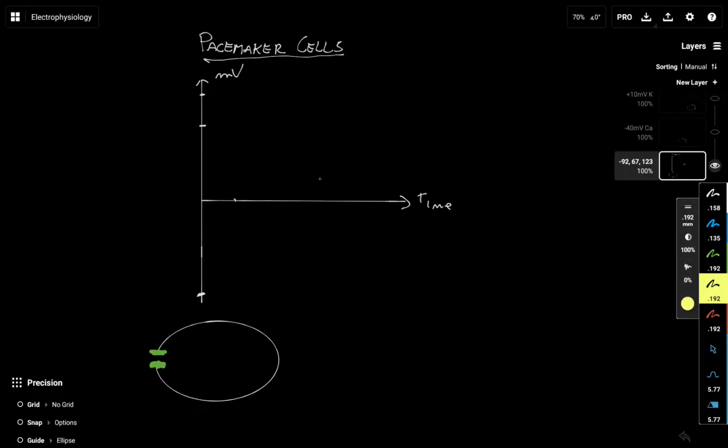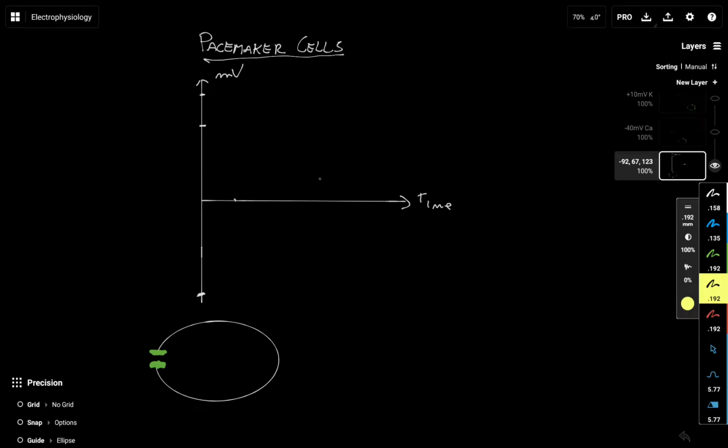Hello everyone. In this video we're going to go through the generation and propagation of action potential in pacemaker cells, and then later on we're going to have a look at the action potential in contractile cells. Pacemaker cells are specialized cells that can autonomously generate an action potential, and they form the conduction system of the heart. This conduction system is almost like a highway system for an action potential, where it travels through really fast.